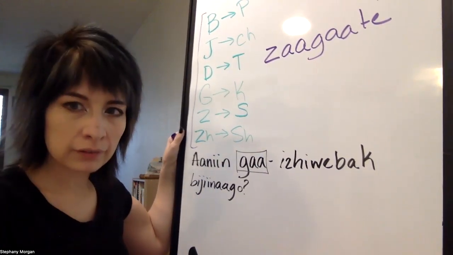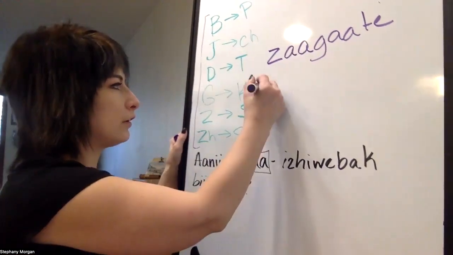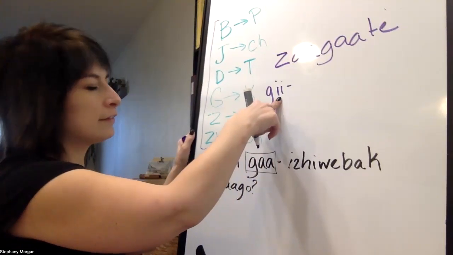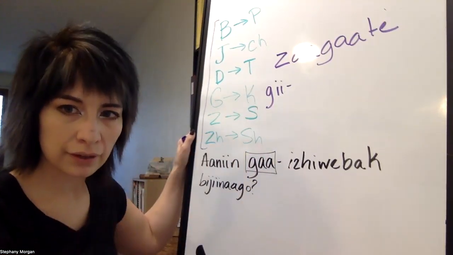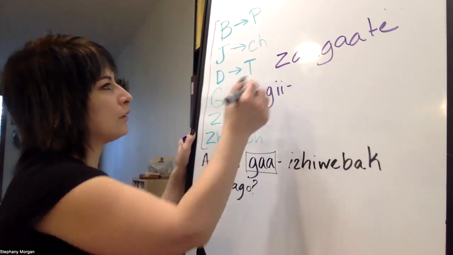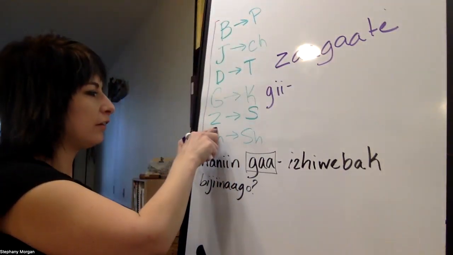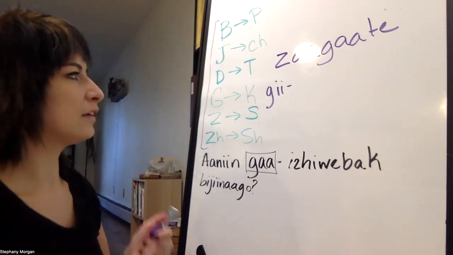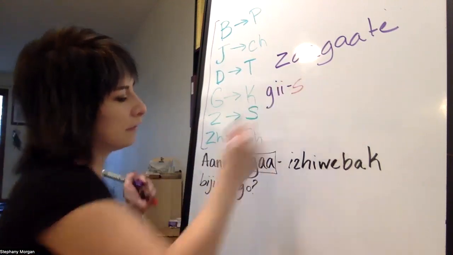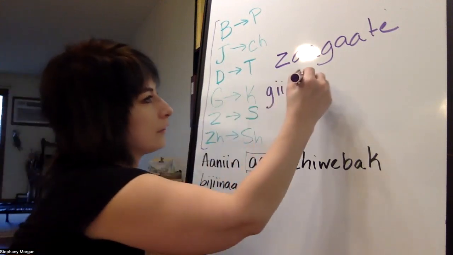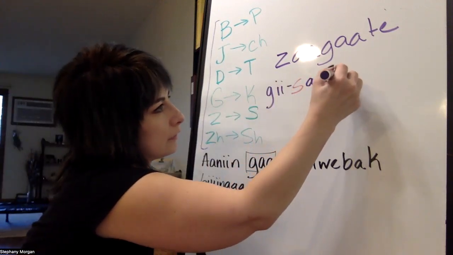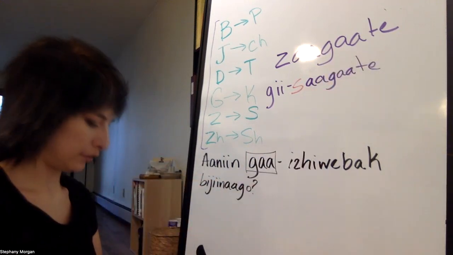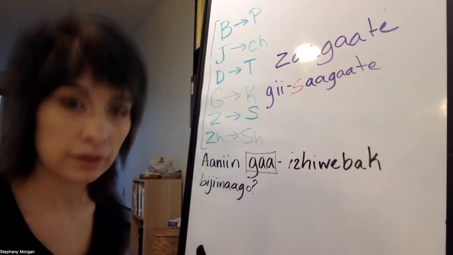So what you would say is gi in front. You would put gi. Note that this is going to change the very next consonant. And since it starts with a Z, you look over here. Yes, Z is on our list. It changes to S. And so now our word becomes sagate. The sun was shining yesterday.